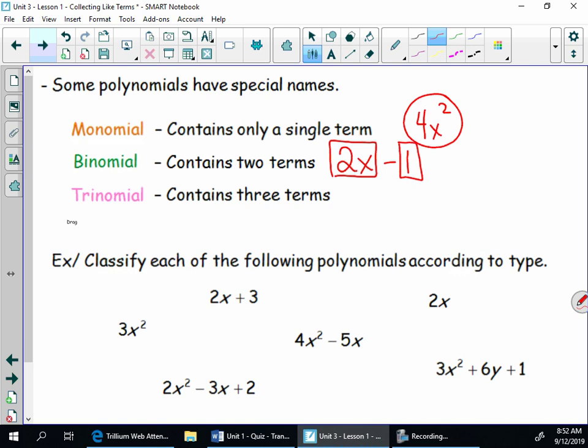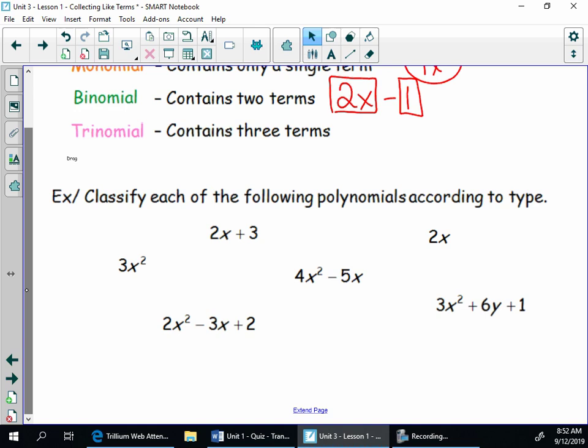And a trinomial contains three terms. So we looked at an example here. Which of these is which? Well, if I look at the monomials, I think the first one down here would be a monomial because it's only got one term. 3x squared. It's got parts and pieces, but there's no plus or minus signs separating them.